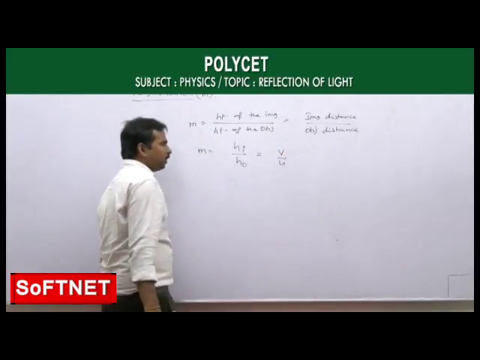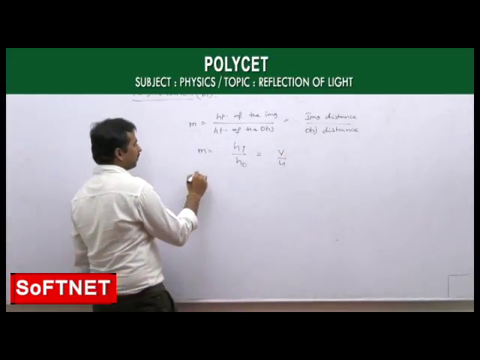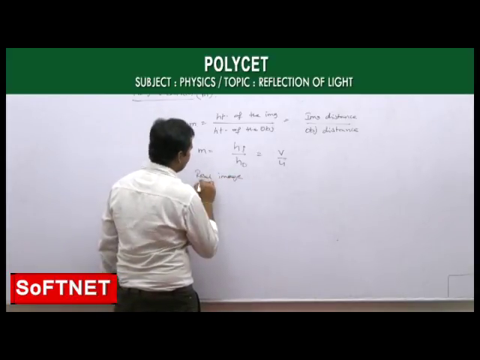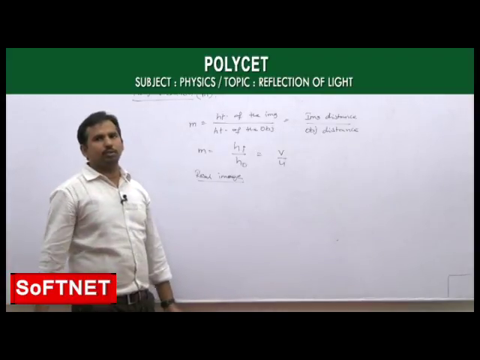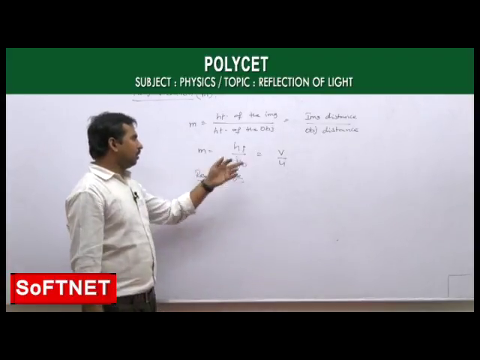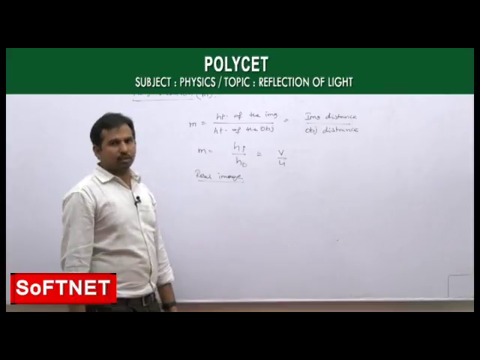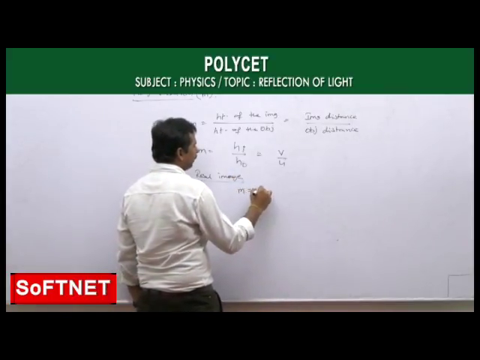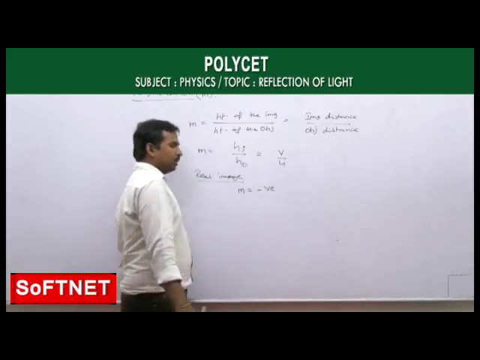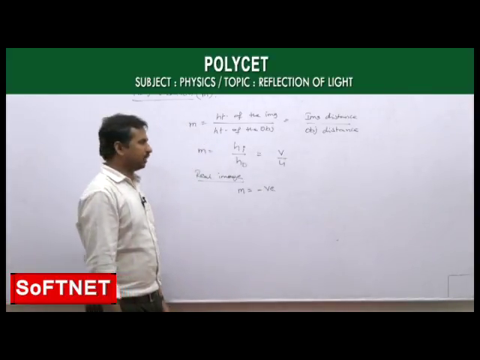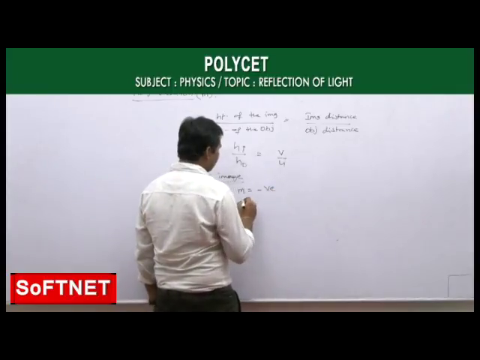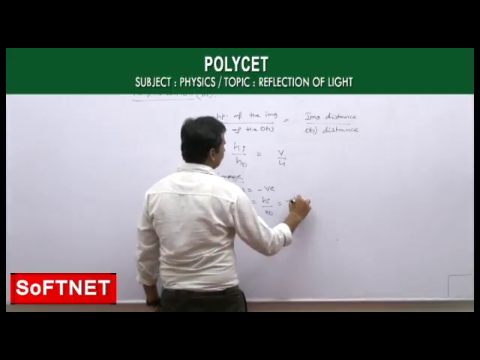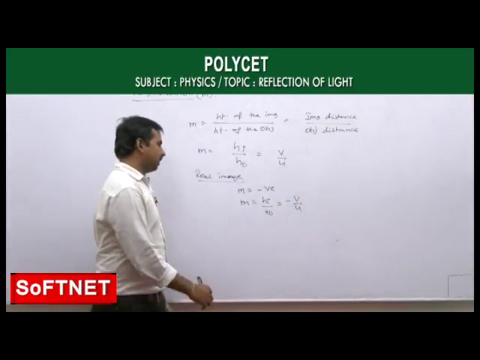If you are forming a real image, then as the light rays are bouncing back into the same medium, we get an inverted image. To show that inverted image, we take the magnification m value as negative. M is minus, which means m is equal to height of the image by height of object, which is equal to minus v by u.